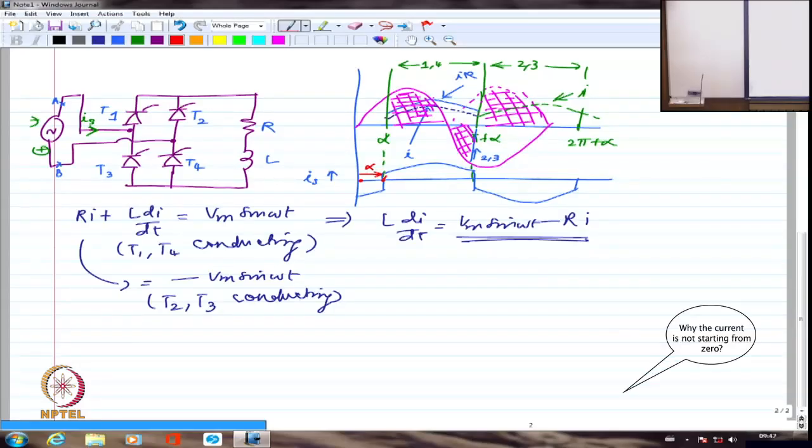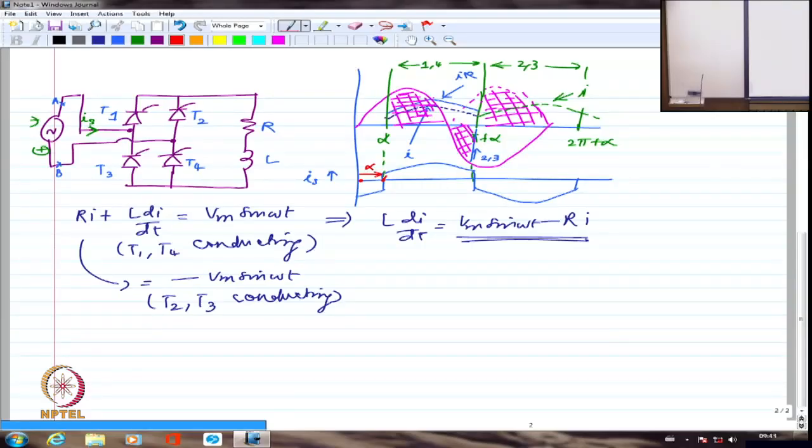Yes? Why is the current in the starting? Shouldn't it be zero? We are not starting with transient. I told you that if we start from transient, it will start from zero. Inductance will slowly accumulate energy. We are talking about the waveforms in steady state, and if I am considering continuous conduction. If it is discontinuous conduction, it will start from zero, what we discussed yesterday.